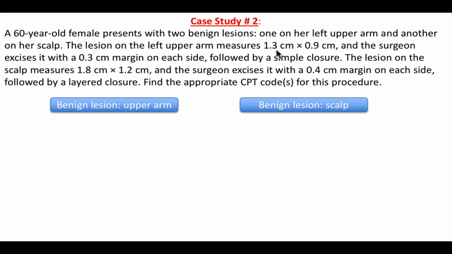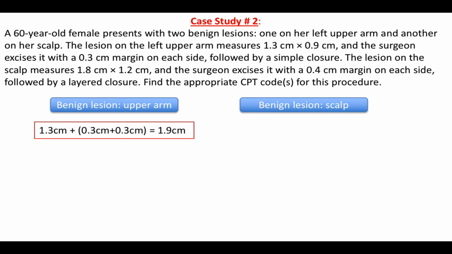On the upper arm, the lesion measures 1.3 cm times 0.9 cm. So you pick the larger number, which is 1.3 cm. The surgeon mentioned a 0.3 cm margin on each side, so you need to double this number for both sides, making it 0.6 cm. Therefore, the total excised diameter is 1.3 cm plus 0.6 cm, which equals 1.9 cm. And for this lesion, the wound is closed with a simple closure.